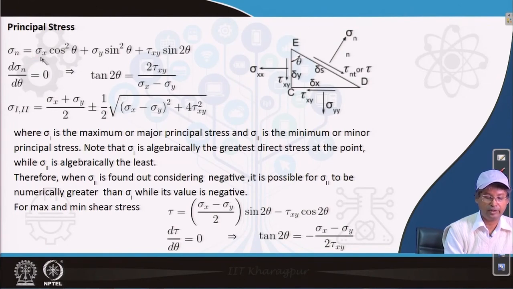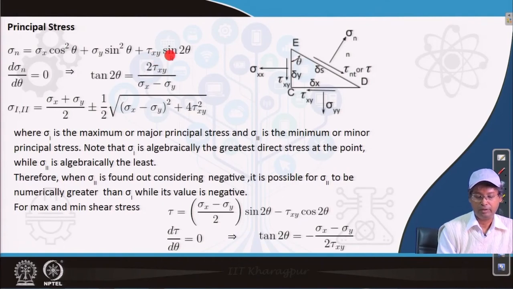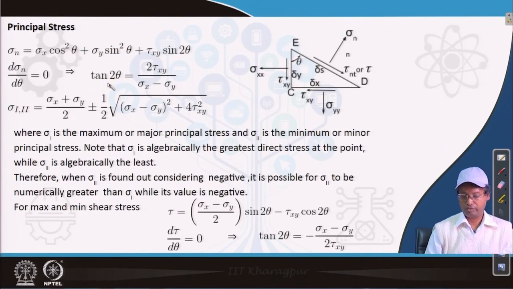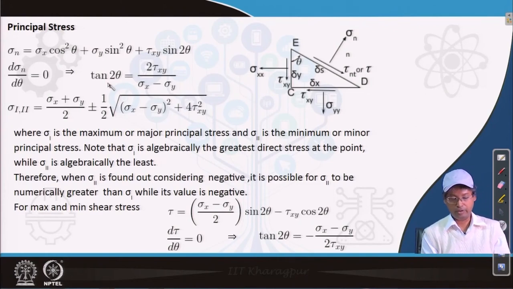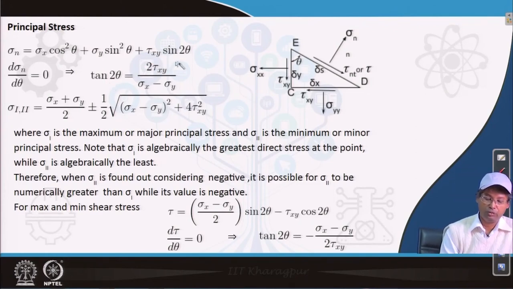2 cos theta sin theta sigma x, minus will come because cos is there. This is 2 sin theta cos theta, and this is tau xy cos 2 theta. 2 will come definitely in all the cases. So, if we make that equal to 0, we get an angle where tan 2 theta is equal to twice tau xy by sigma x minus sigma y.